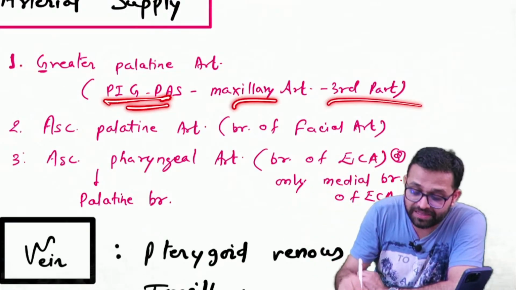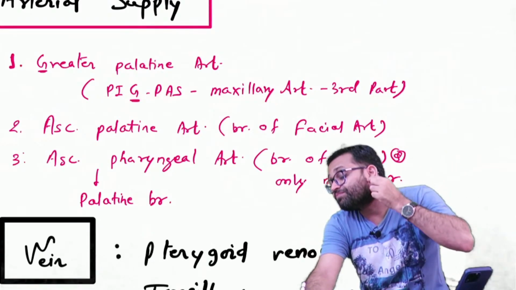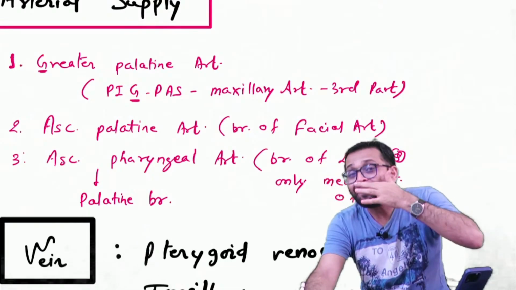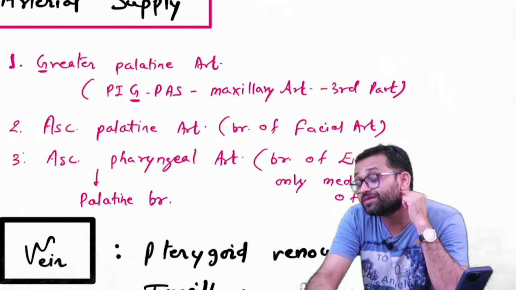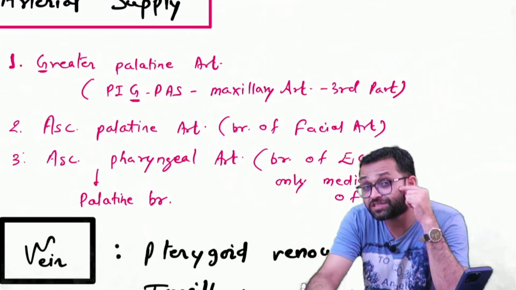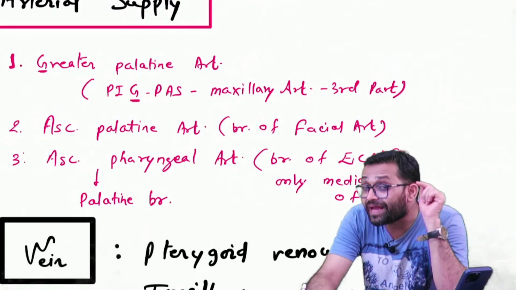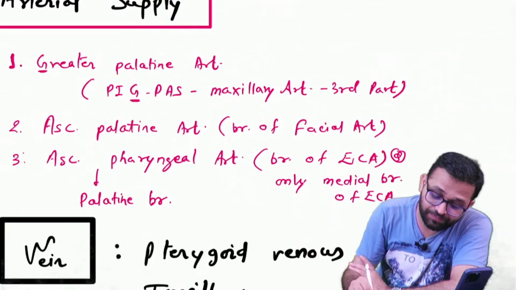PIG PASS, maxillary artery, third part. We had seen the maxillary artery. It has three parts: first, second, third. Do you remember the first part? It was running over the mandibular part. The second part was running over the muscles of mastication, the pterygoid part, and the third part was entering the pterygopalatine fossa. So that was our pterygopalatine part.